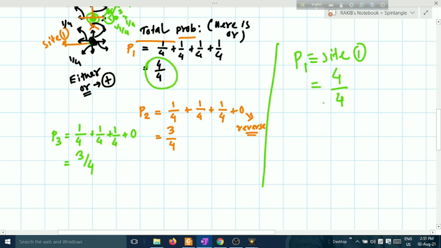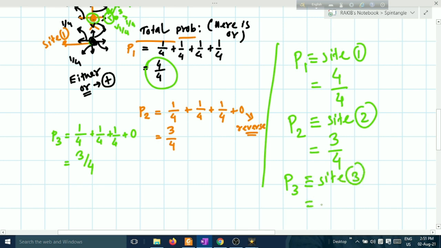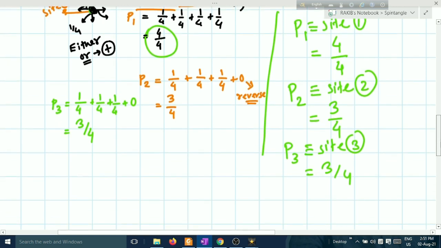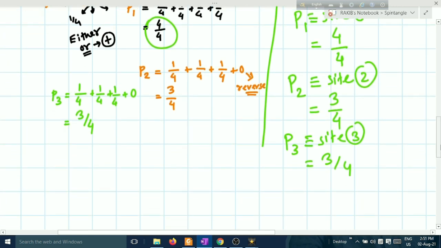Site 2 probability, P2, what will be the probability? 3 by 4. And the site 3 probability P3 will be what? It is also 3 by 4. If you are visiting another site, then it will also be 3 by 4. But the first site has to be 4 by 4, because from the first site you have no point to revisit. Please remember it and write it in your copy in your own language. If your mother language is Bengali, then write it in Bengali.